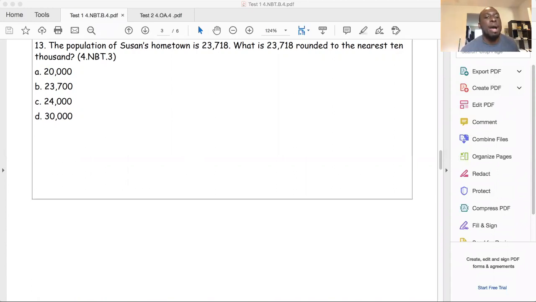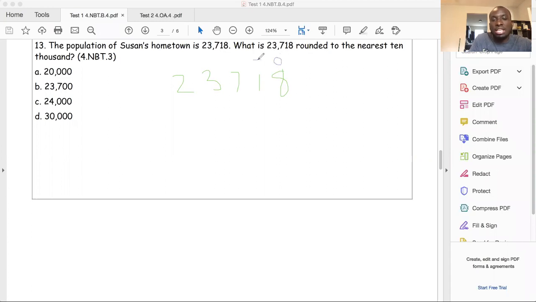It says the population of Susan's hometown is 23,718. What is 23,718 rounded to the nearest 10,000? So first, I need to write this number out. 23,718. The next thing I'm going to do is label my parts, my place value.